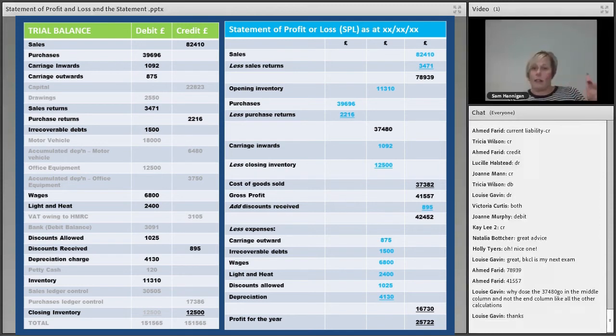with the sales figure, remember if there's only one box, take off your credit notes, your sales returns, and put in the 78939. Likewise with the purchases. If there's only one box in the exam, yeah, because it could be a 2-column statement of profit and loss. If it is, take off the purchase returns and it would be the 37480 that you would show.